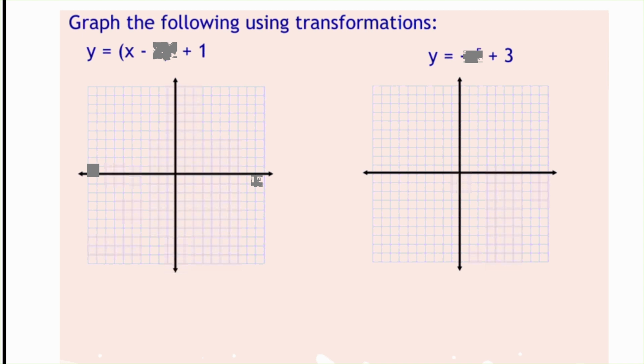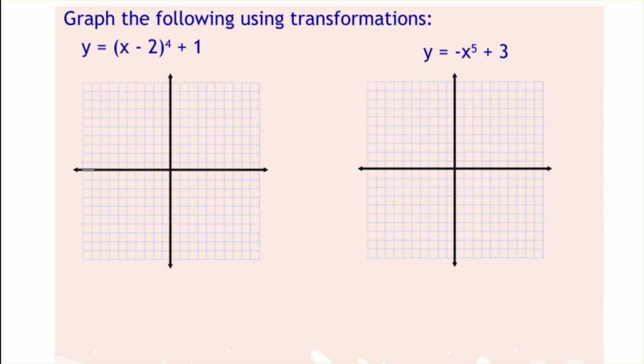Okay. So if we were to graph one of these higher powered functions that has some transformations on it, this is a fourth degree graph. The 2 moves it 2 to the right. The 1 moves it 1 up. So it will look very similar to a parabola, but it will have a flatter situation on the bottom, and it'll be a little steeper than your traditional parabola. So I'm going to go 2 to the right and 1 up.